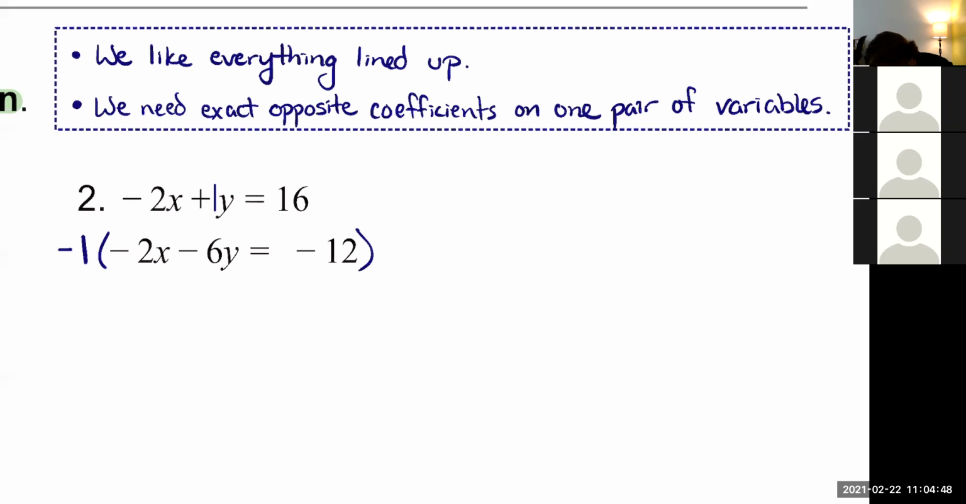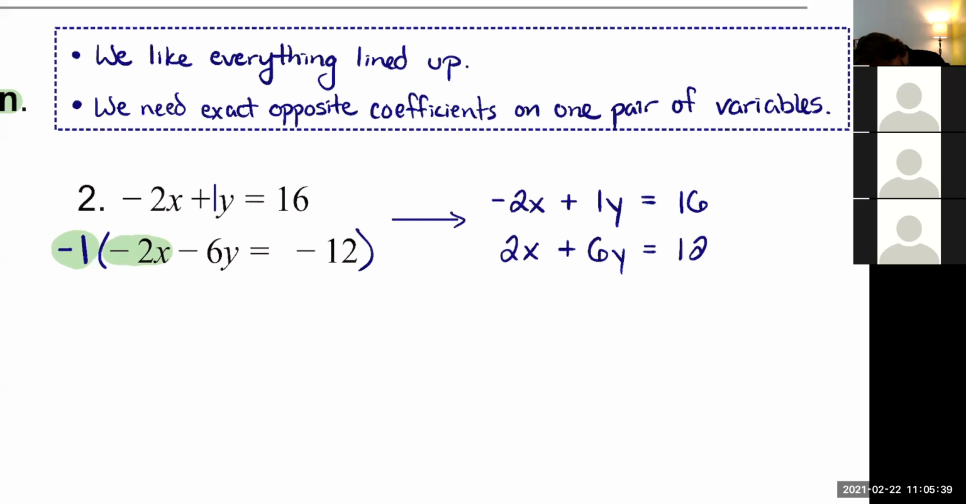Now, everything's going to change, but the change we're excited about is that this -2 times this -1 is going to become a positive 2x, which is going to give me that exact opposite coefficient. So what I like to do when I'm working these problems is write my changed system off to the side here. I'm not touching the top. So -2x plus 1y equals 16. And the bottom, all that I'm multiplying by is a -1, so all those signs are going to change. -1 times -2x is a positive 2x. -1 times -6y is a positive 6y. And -1 times -12 is a positive 12.